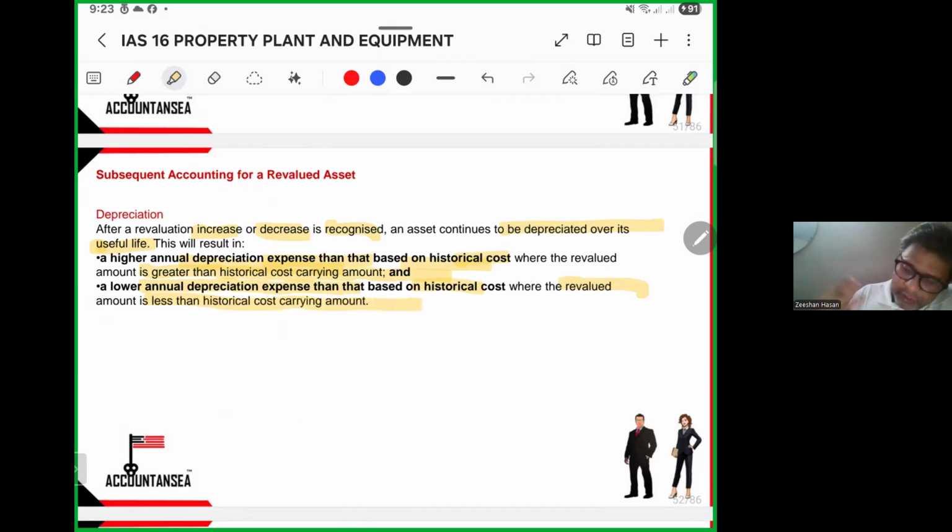Simple. We did both types of examples. When values go up, obviously the depreciation expense will be higher. When the values go down after the revaluation, the depreciation will be lower.